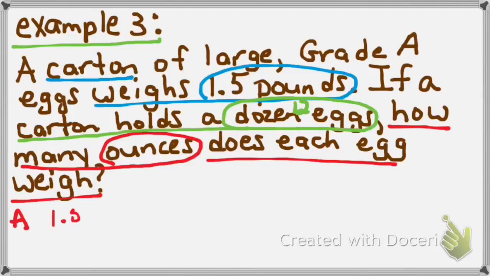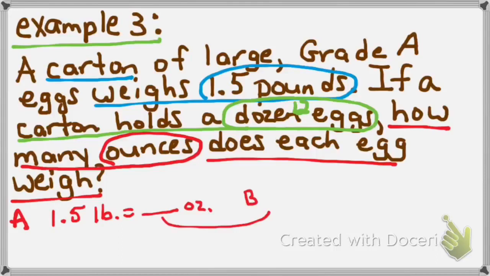We're going to say 1.5 pounds, which is how much the carton weighs. We're going to convert that to ounces because the question is asking us for ounces. So 1.5 pounds equals how many ounces? Once we find that out, we'll do part B.